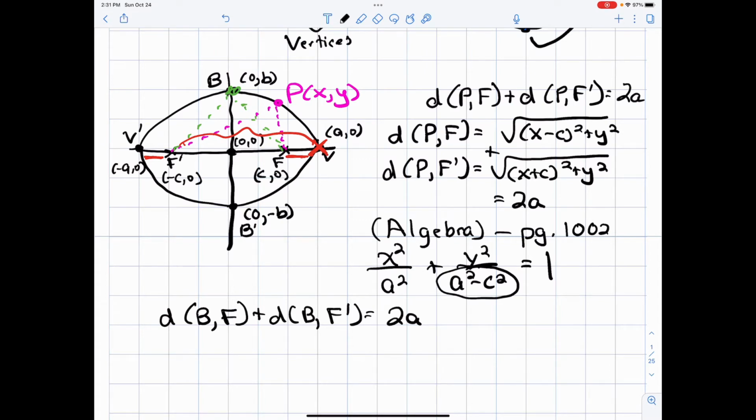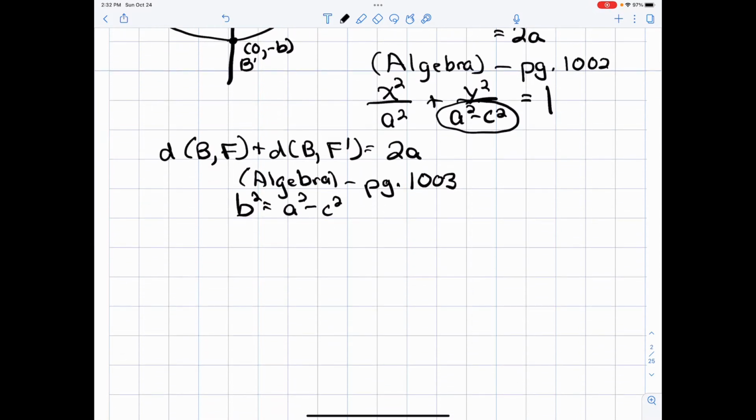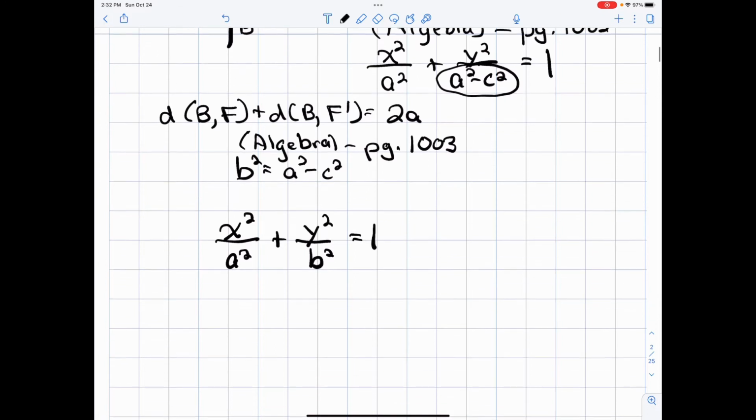So you can do, again, some algebra there with distance, and if you're interested, it's just the next page over, page 1003, and you find out that b squared equals a squared minus c squared after you do that algebra. So you can now write your equation as x squared over a squared plus y squared over b squared equals 1. And that's going to be the standard form of the equation of an ellipse centered at the origin, with foci right now on the x-axis.